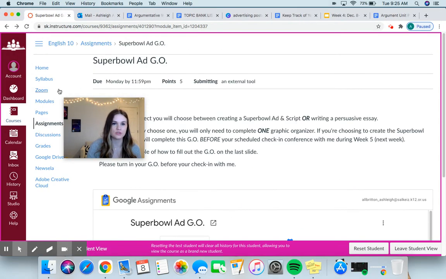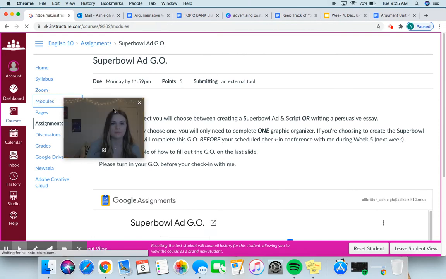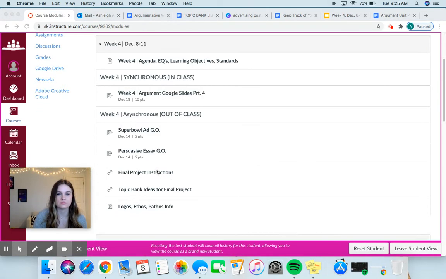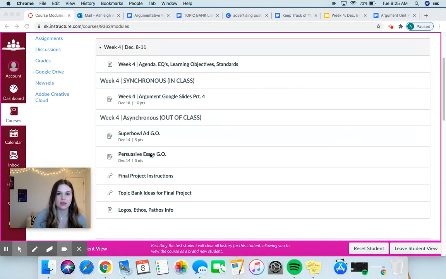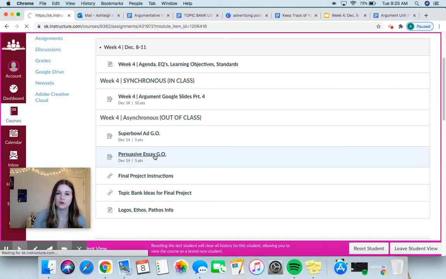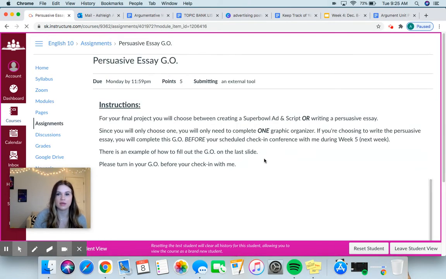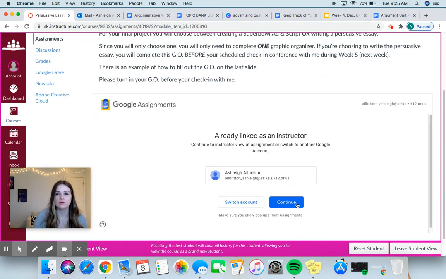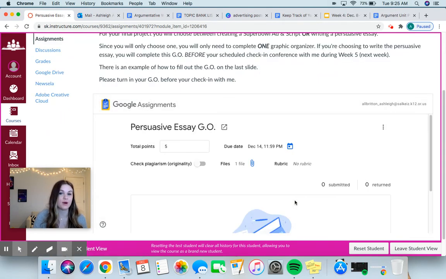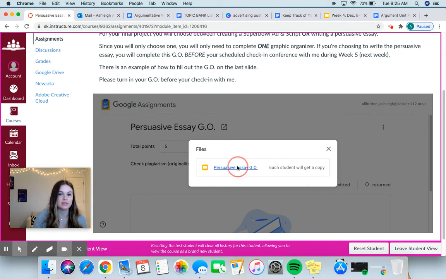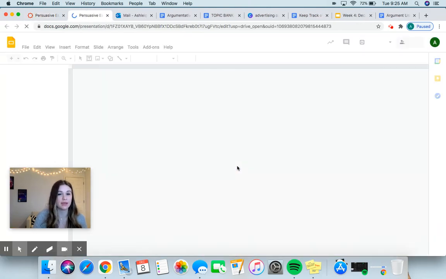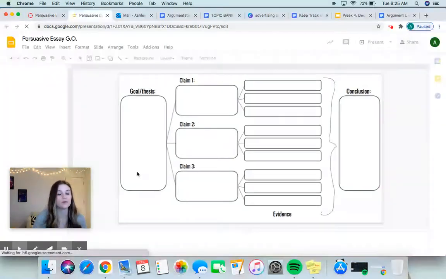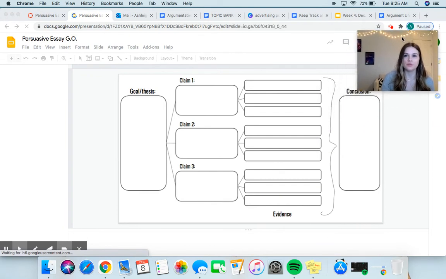Let's go back to the persuasive essay. So if you're choosing to write the essay, this is the graphic organizer you would use. Again, this is to help you brainstorm ideas and think about what you could use, because this is part of the writing process. It might seem like extra work, but I promise you this is part of the writing process.